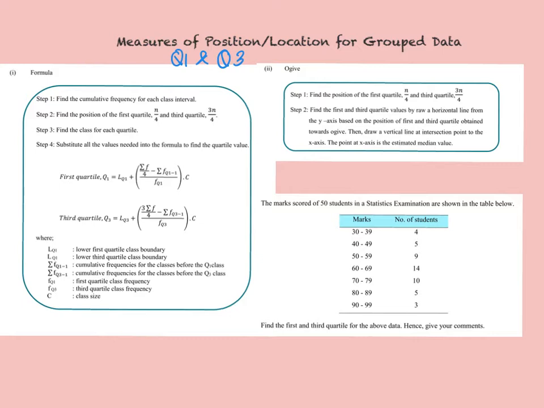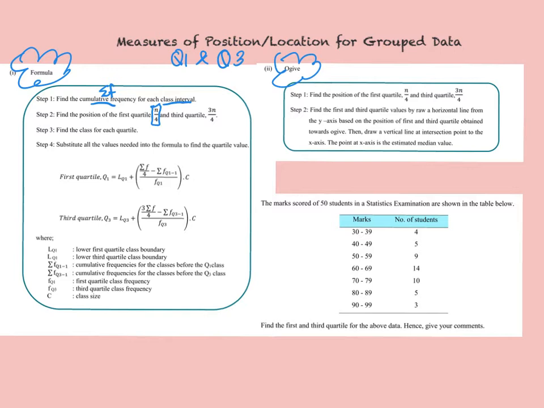So the first way to calculate quartile 1 and quartile 3 is using the formula. Step number 1, you have to find the cumulative frequency for each class interval. Step number 2, you need to calculate the position of the first quartile.